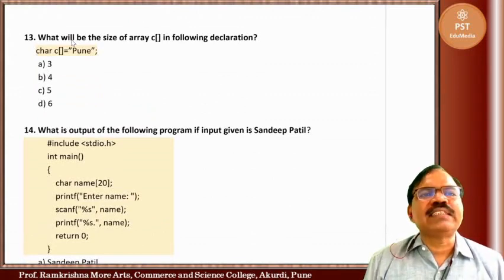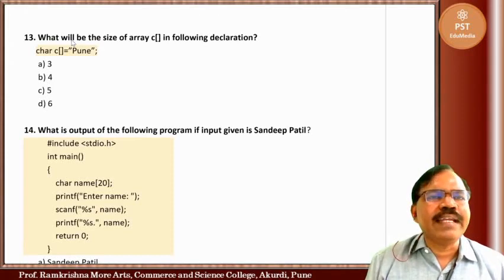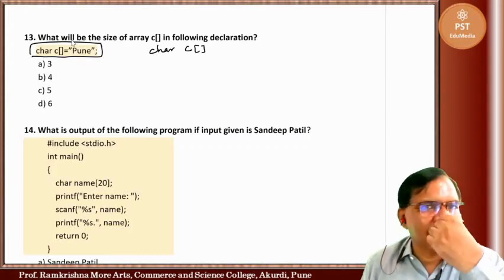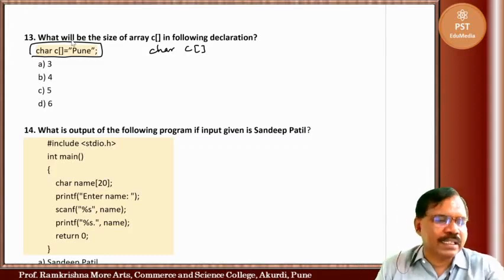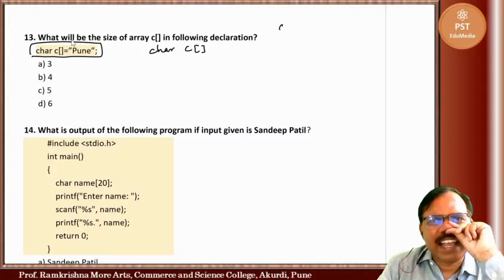What will be the size of array C in the following declaration? So see here, this is the declaration. So char C means it is an array of characters, means string. Now we know a character variable requires 1 byte of memory.